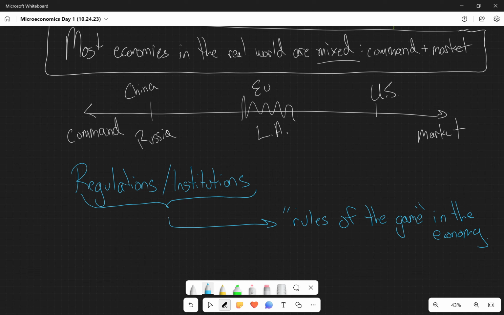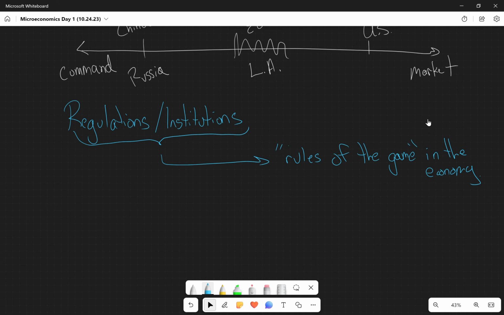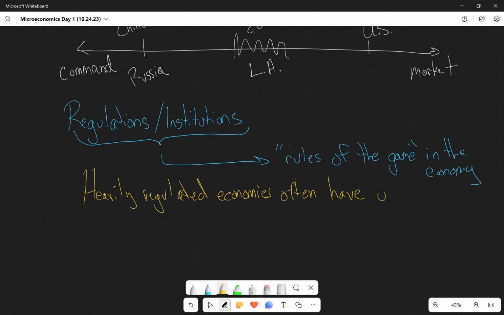Now, what happens when we have a heavily regulated economy? So it's an economy where it's less determined by individuals and more determined by a bureaucratic system, centralized. Correct. But what emerges from a heavily regulated economy? A lot of economic inefficiency, a lot of rules and regulations. And usually underground economies. So heavily regulated economies often have black markets or underground economies.